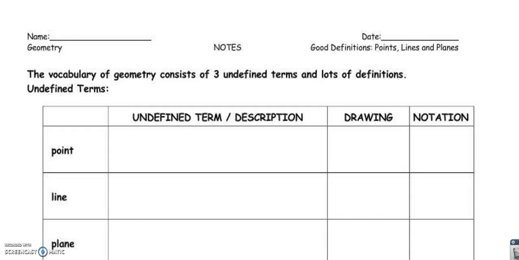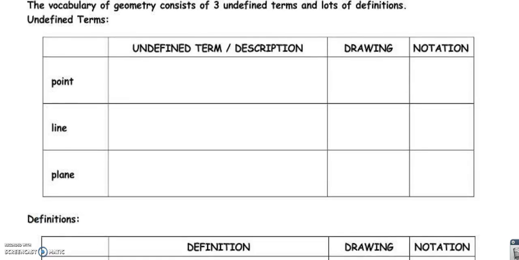All right, going to the next page. The vocabulary of geometry consists of 3 undefined terms and lots of definitions. So let's start by kind of looking at this. Think about a point, okay? What is a good definition of a point? A good definition is a location in space.